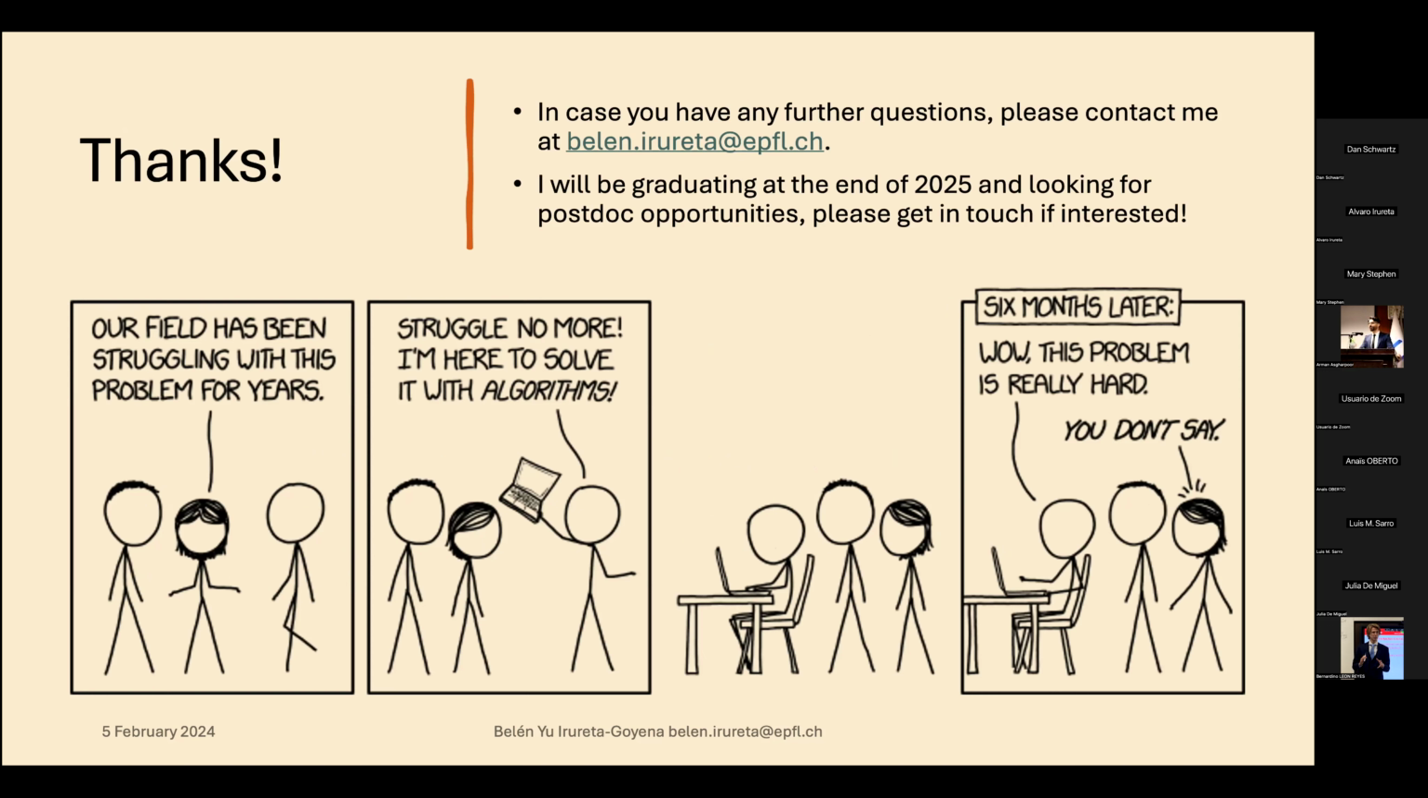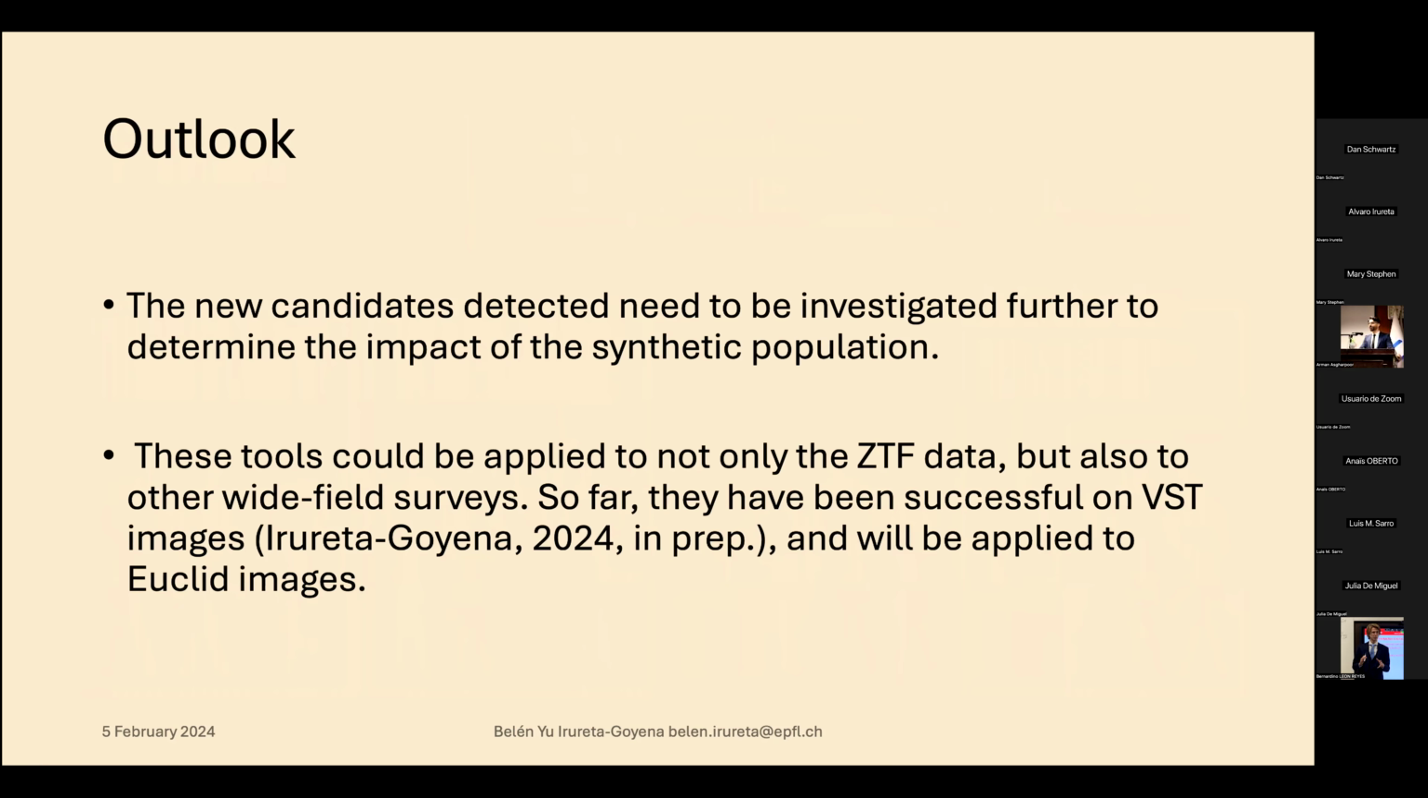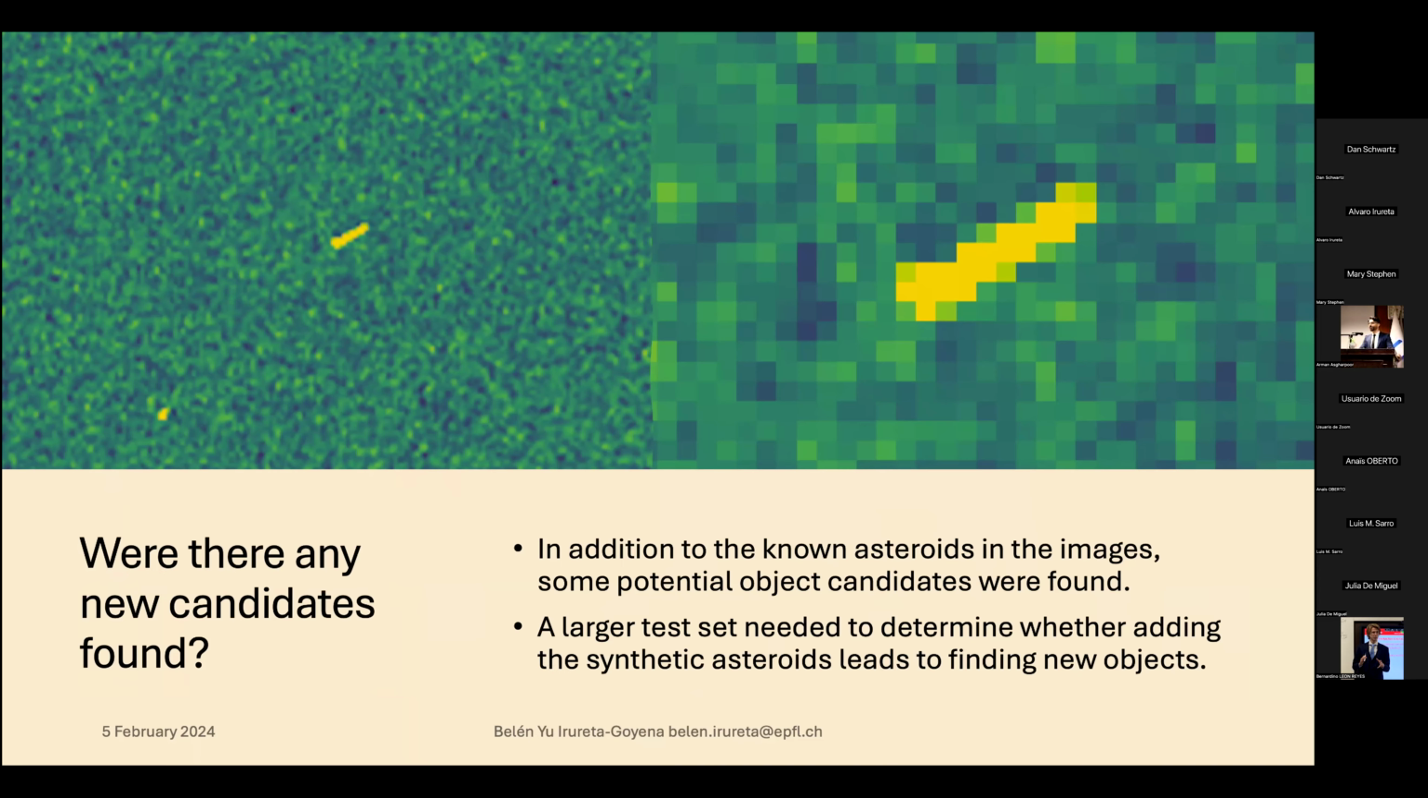Right, so we have questions for Belén. Yes, Joe. You go back to that slide a couple back where you show those streaks. Is that the same image? Yeah, that's the same image. So you're saying that your uncertainty of the endpoint is 12 pixels. That seems fairly large compared to.